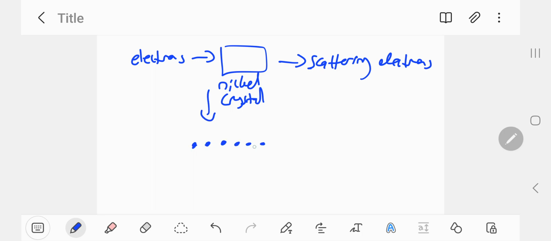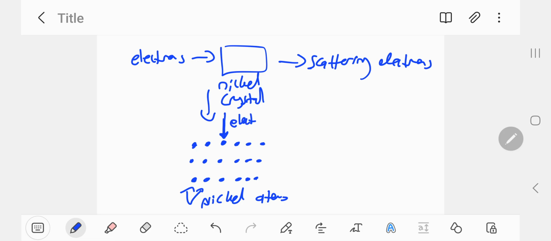So let's take the nickel crystal and zoom into it. If we had a super powerful microscope, here's what we would see. The dots are nickel atoms. Suppose you've got an electron beam coming in. You would see scattering of electrons, scattered electrons, at some angle theta, relative to this plane here. A plane is a flat line.